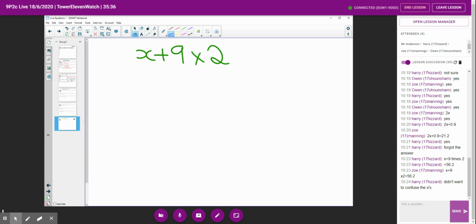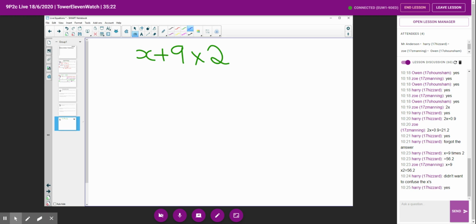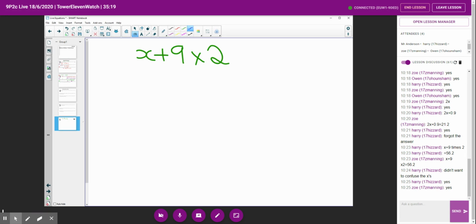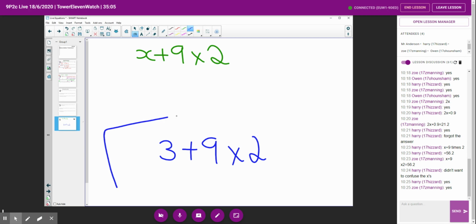Right, let's go back to this question just here. Guys, can you see this bit here on the board, the way this is written? Just x plus 9 times by 2. Okay, great. Right, here's my question for you. If I write this as 3 plus 9 times 2, guys, if I asked you to work out this sum in blue down here, which bit would you do first?